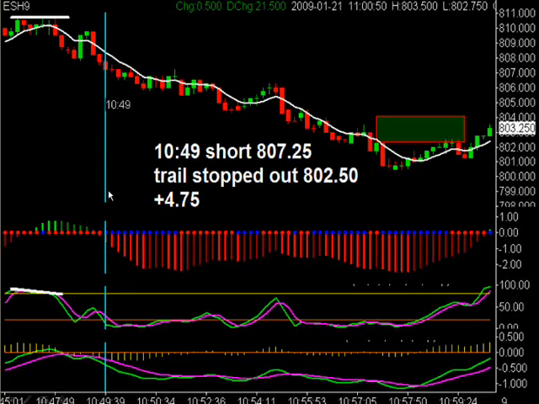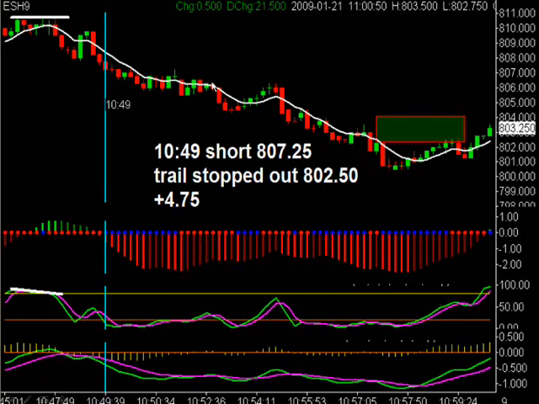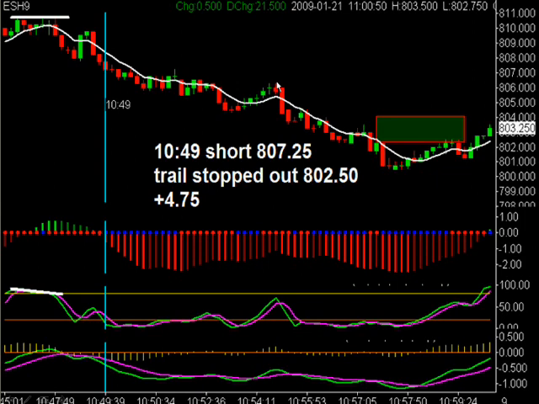line is. We had a scalp trade setting up, and I liked it because we had divergence on our indicator, price going sideways, slight divergence on our indicator. So I took it at 10:49. I went short at 8:07.25, and I used my trail stop method for my stop. So I moved my stop to here, moved my stop to here, actually here, moved my stop to here, moved my stop to here, and I got stopped out over here at 8:02.50 for a gain of 4 3/4.